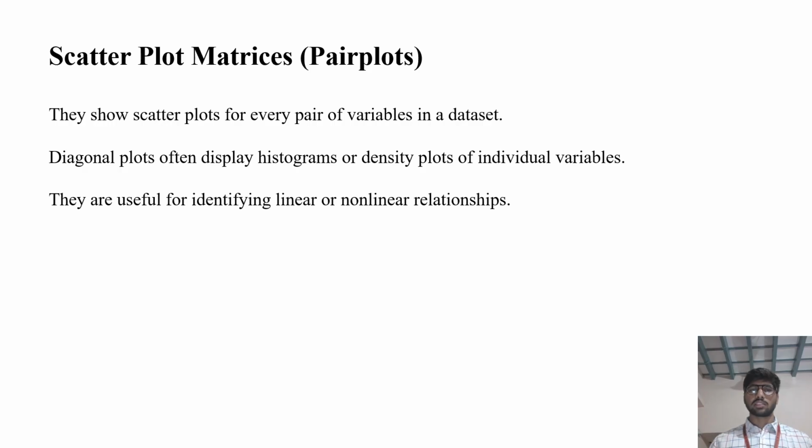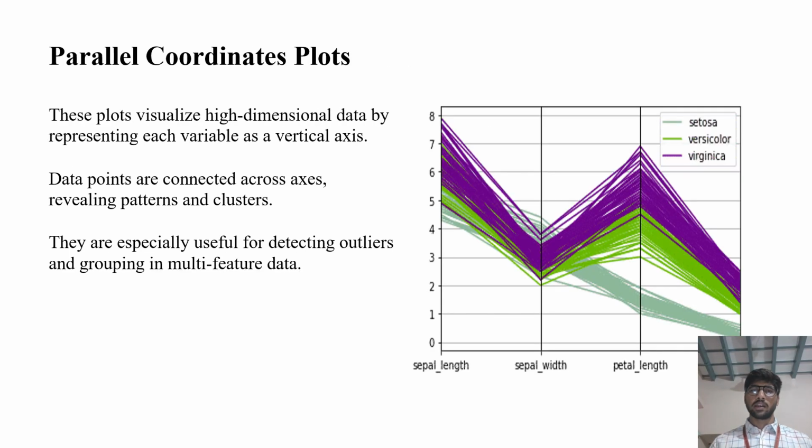Scatter plot matrices. They show scatter plots for every pair of variables in a dataset. Diagonal plots often display histograms or density plots of individual variables. They are useful for identifying linear or non-linear relationships.